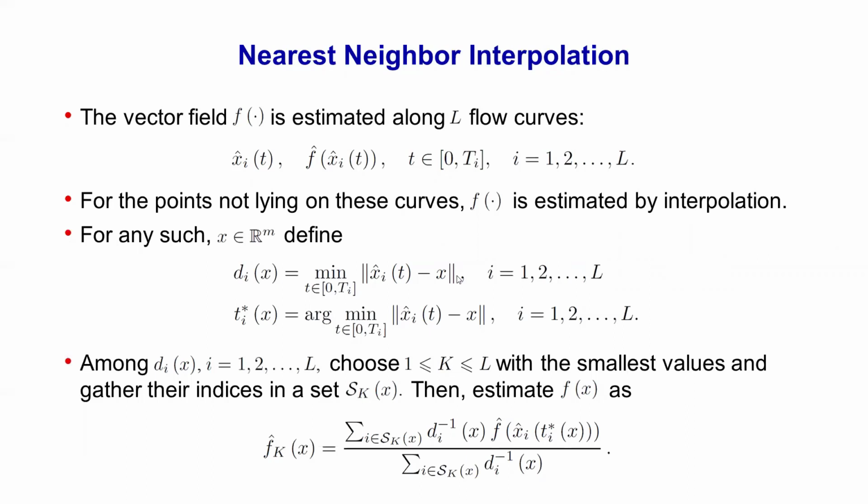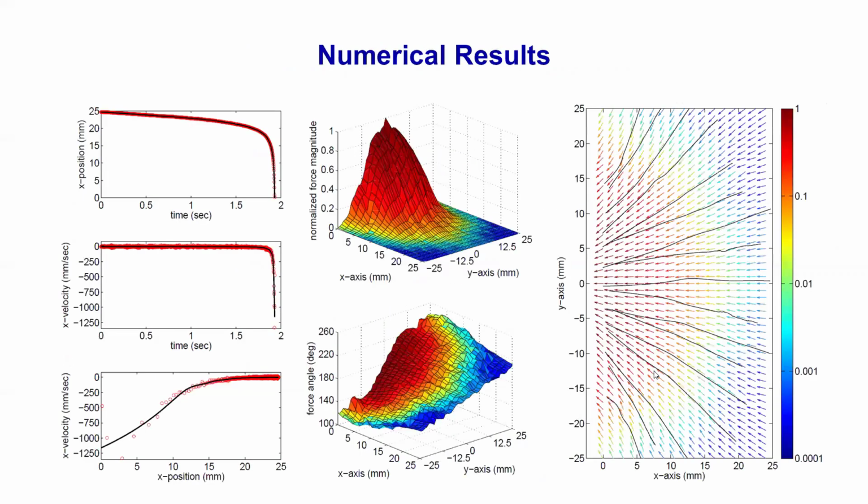Then using a k-nearest neighbor interpolation, we can construct the magnetic force at the points which are not on the estimated curves. Here are some results of our experiment and computation, which include a typical estimated trajectory for position and velocity. We have the amplitude of the magnetic force estimated, and we have the phase of the magnetic force. And also we have a color-coded construction of the magnetic force, including the trajectories from which the magnetic force is estimated.